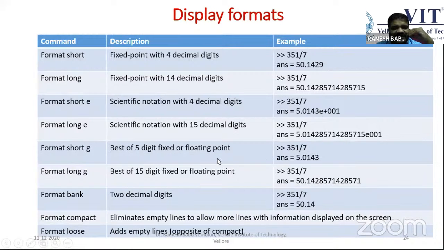And format G, G means floating point. Normally floating point means digits, it will round off accordingly. And long E is where it will round off here. So 2 decimal digits: format bank. If you keep format bank, that means only 2 decimal digits. And format compact eliminates the empty lines to allow more lines of information to be displayed on the screen. And format loose adds empty lines, the opposite of that.